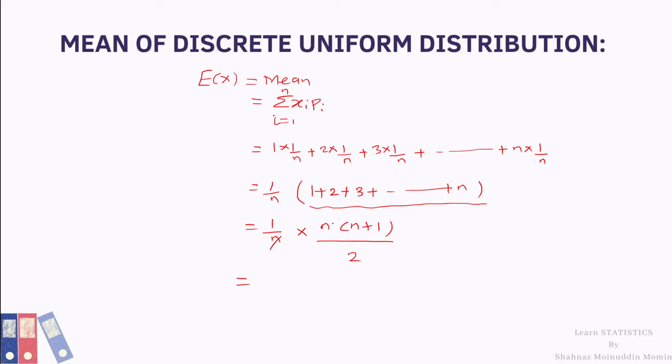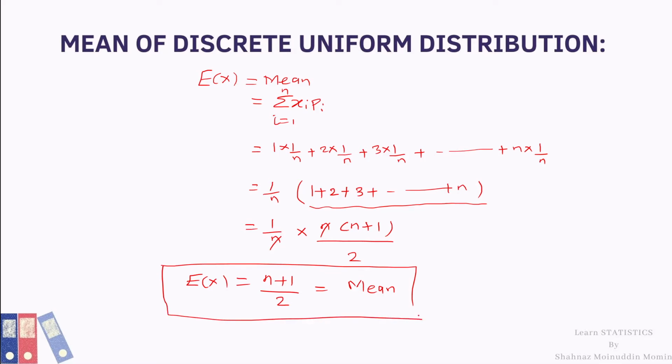Here n gets cancelled, so it comes to be (n plus 1) divided by 2. This is the expectation of x, which is the mean of a discrete random variable x. Hence we have calculated the mean of discrete random variable x, and it is (n plus 1) divided by 2.